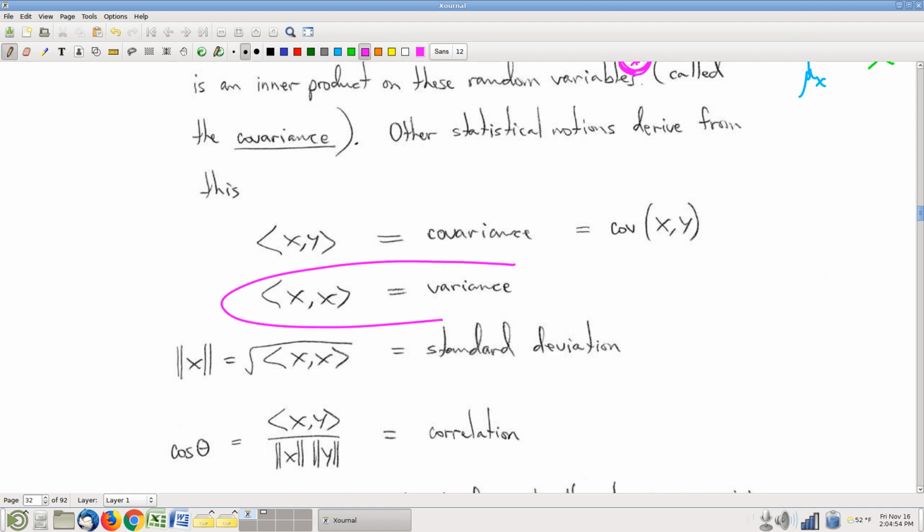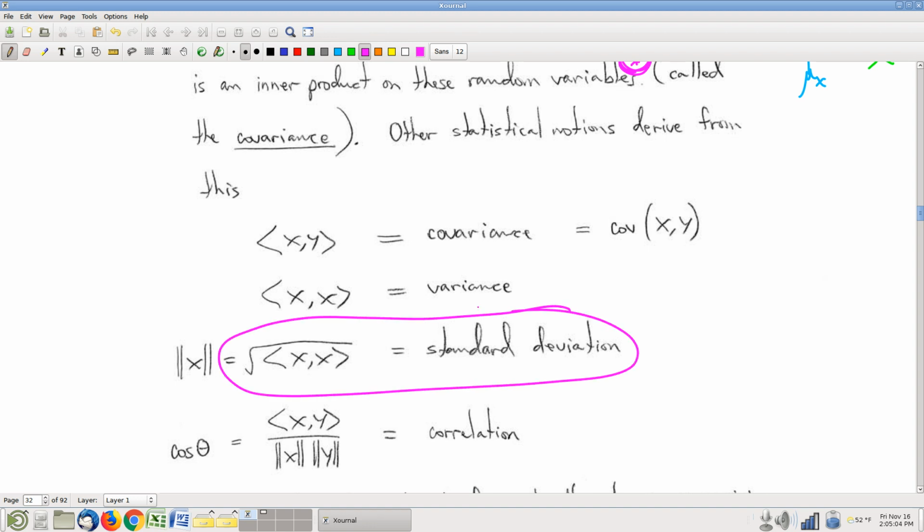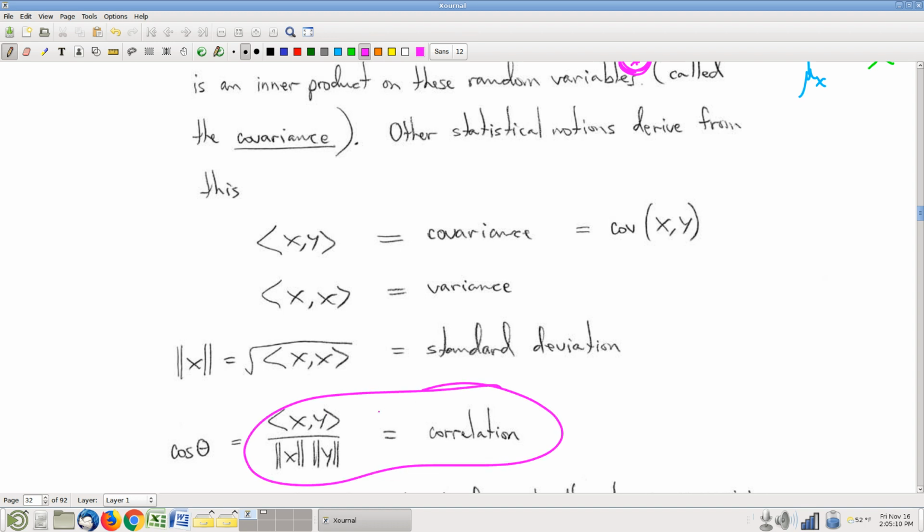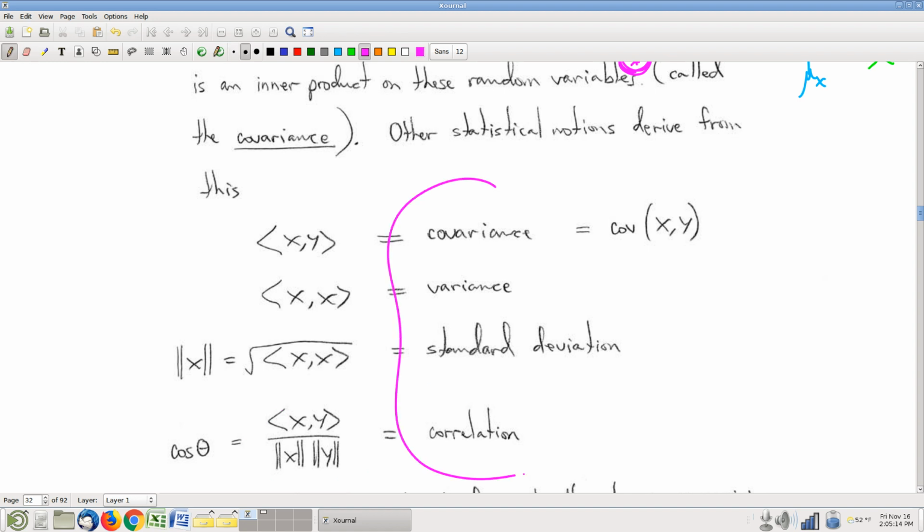How a variable covaries with itself, we call variance. The square root of that, we call standard deviation. Dividing a covariance by a couple of standard deviations, we call correlation. These are just objects that you'll learn about in a stat class. And again, if you haven't seen these variables in a stat class before, don't worry about it. You don't need to know much about them here.